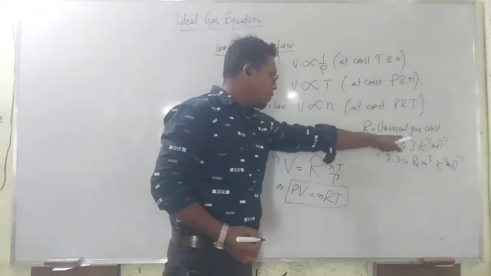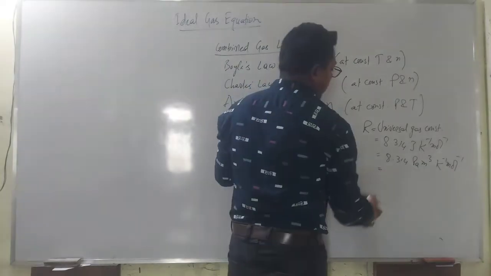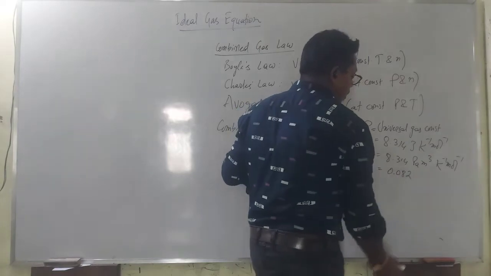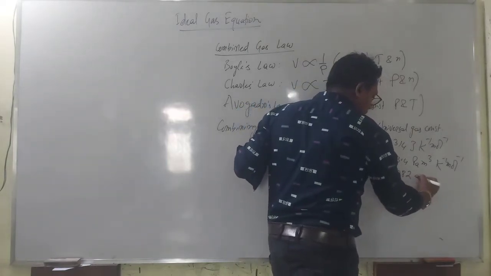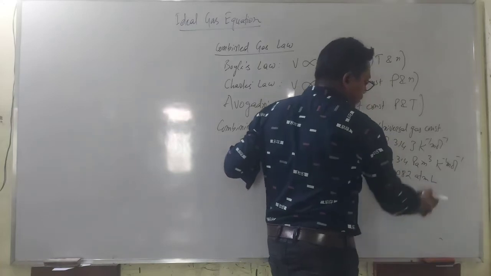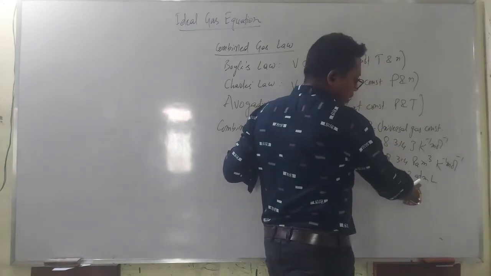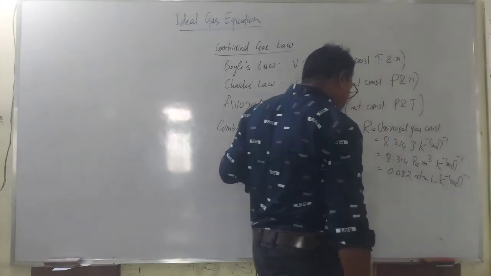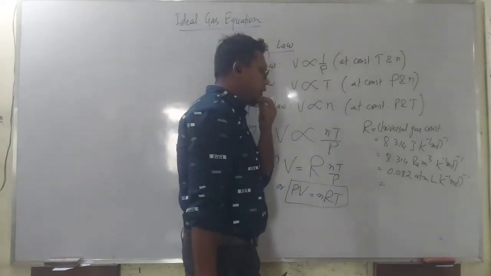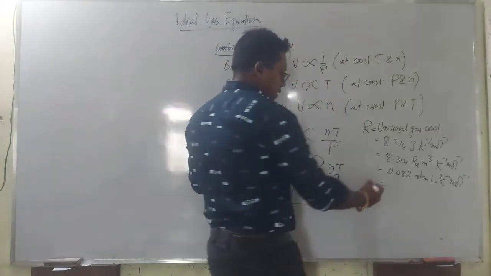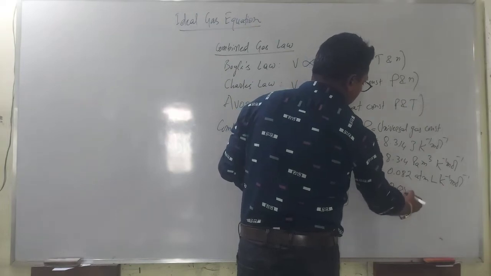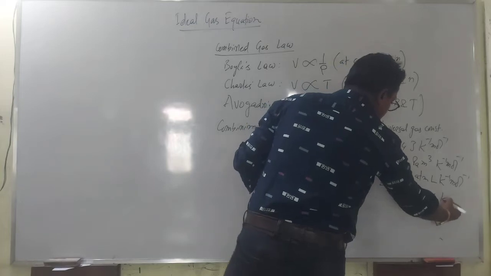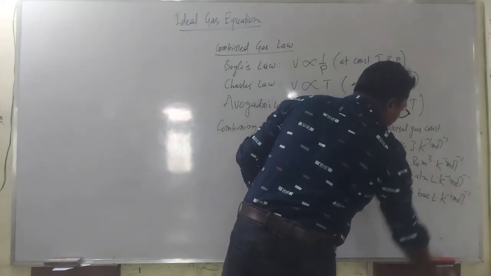In common units, the value of R is 0.082. This is in terms of atm liter, when the volume is expressed in liter and the pressure in atm, per Kelvin per mole. And in terms of bar, this value is 0.083 bar liter per Kelvin per mole, right?